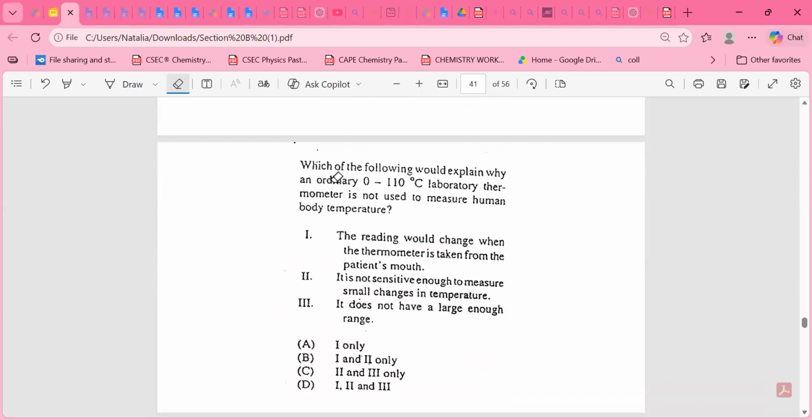Which of the following would explain why an ordinary 0 to 110 degrees Celsius thermometer is not used to measure human body temperature? It's not sensitive enough to measure small changes. That's true. The reading would change when the thermometer is taken from the patient's mouth. That's true because there's no narrow constricting bore. It doesn't have a large enough range. So the answer is 1 and 2, B. Clear? Yes, sir.